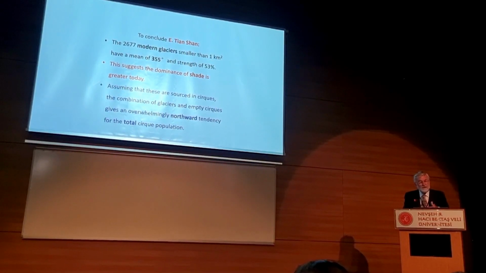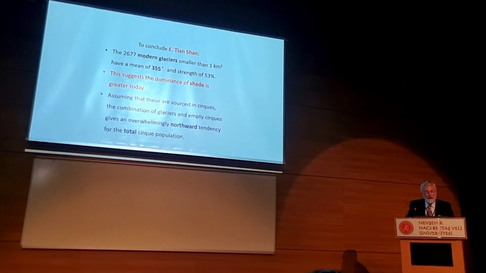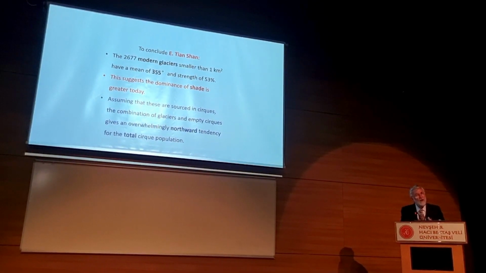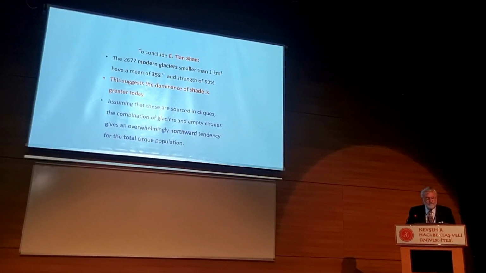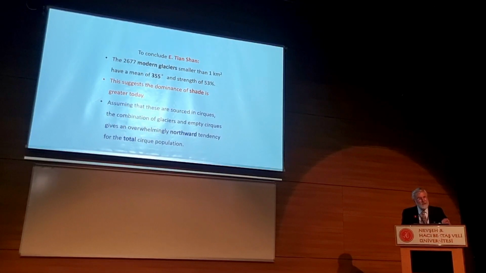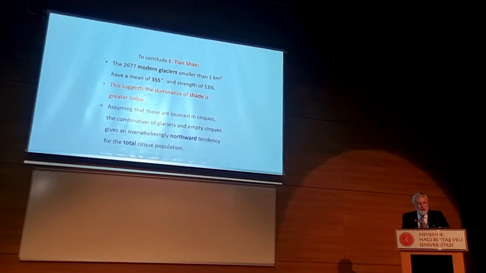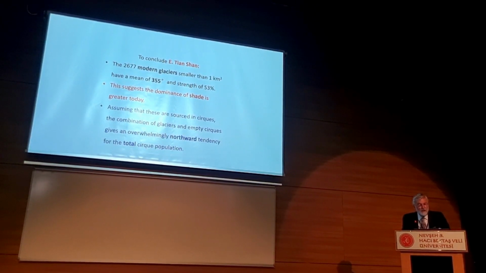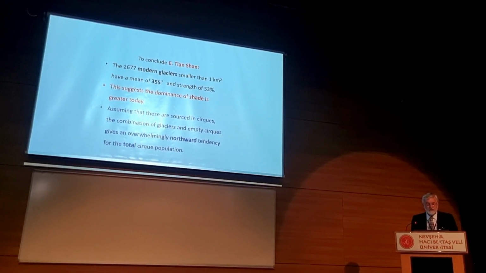So the dominance of shade is greater today than it was during perhaps the last glacial maximum when cirque formation was still active. Of course, the cirque formation will have gone through several different cycles of glaciation. If we assume that the glaciers are sourced in the cirques, so there are more cirques at the heads of glaciers, the combination of glaciers and empty cirques together show an overwhelmingly northward tendency for the total cirque population.